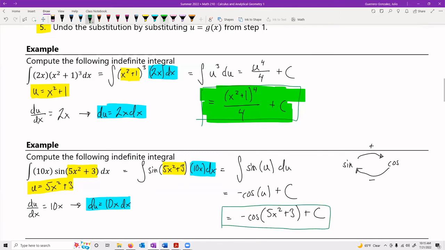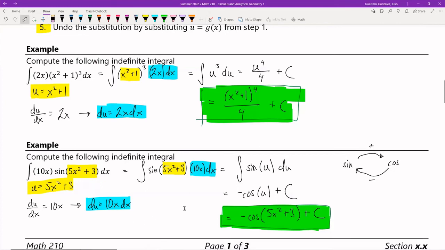Okay, so these two that I just did are the basic versions, where the derivative is explicitly in there. In the first one, the derivative of x squared plus 1 is 2x. That is explicitly in there, right? In the second one, the derivative of 5x squared plus 3 is 10x, which is explicitly in there. I didn't have to do any fumbling around with it, right?